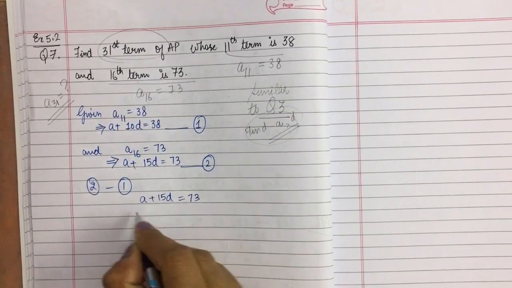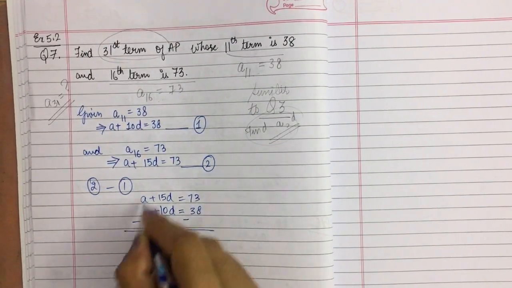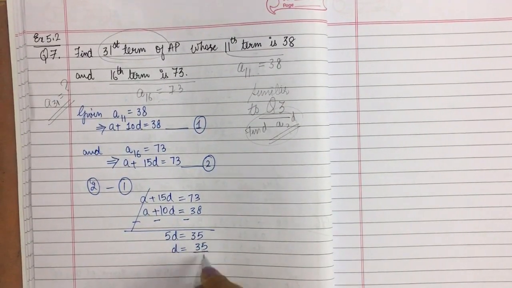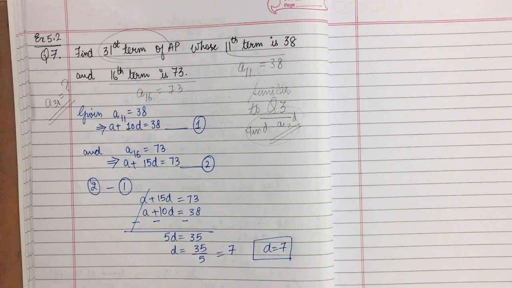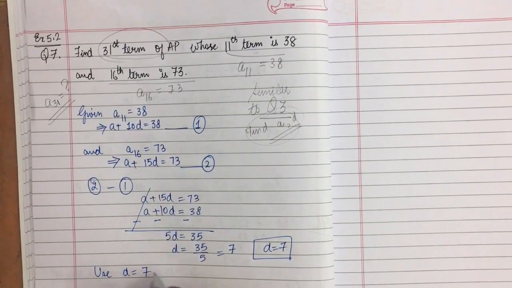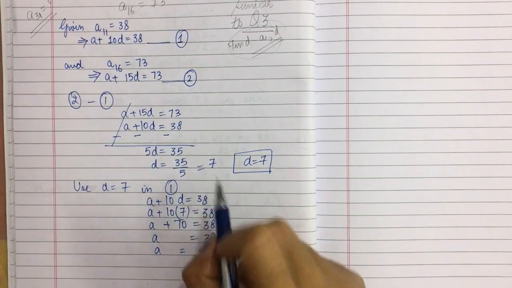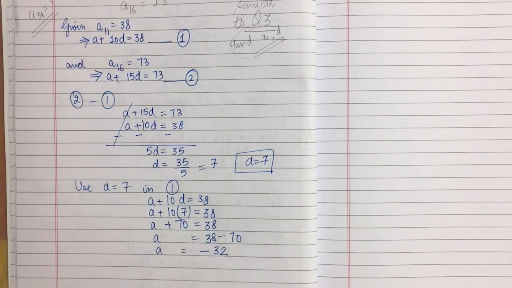A plus 15D equals 73. Subtracting the first equation from here, changing the signs. So from here D comes out to be 7. Now let us use this value of D in either equation number 1 or equation number 2 to find out A. So use D equals 7 in equation number 1, which is A plus 10D equals 38. On using the value of D equals 7 in equation number 1, this is what I get. I have obtained A as minus 32.